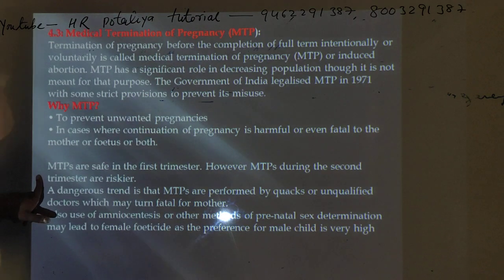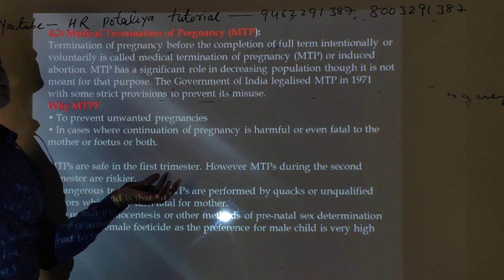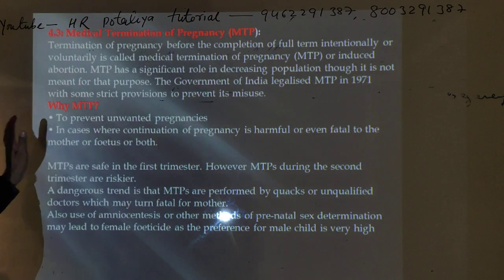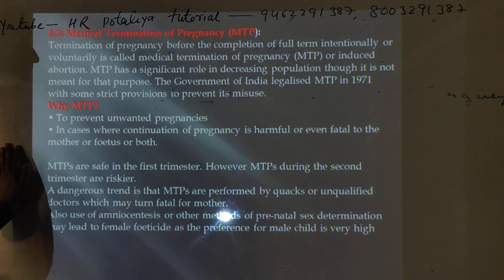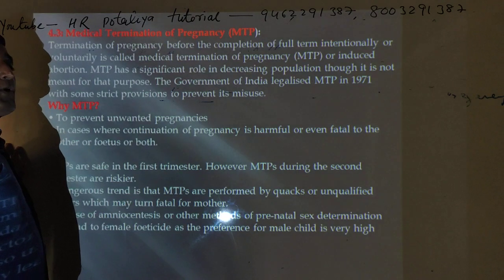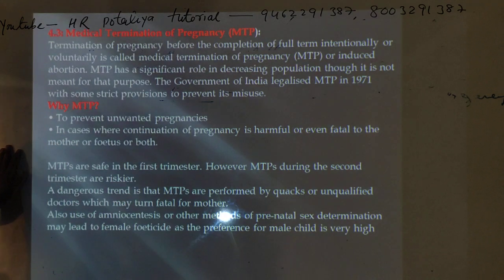MTP is done in the first trimester. पहले 3 महीने तक ही प्रेगनेंसी को टर्मिनेट करना फ्रूटफुल होता है. Later on, with the development of organ parts, tissues and the placenta, it is not allowed, or that may be more risky.